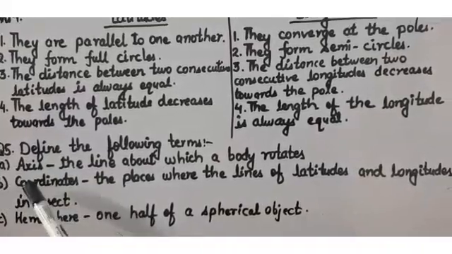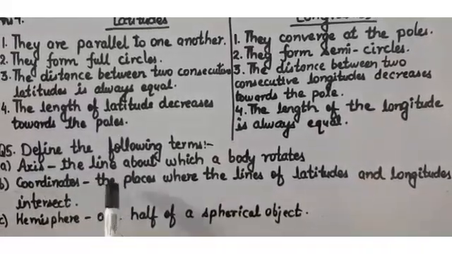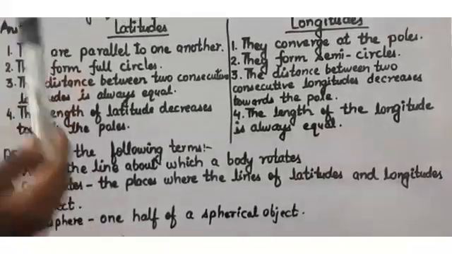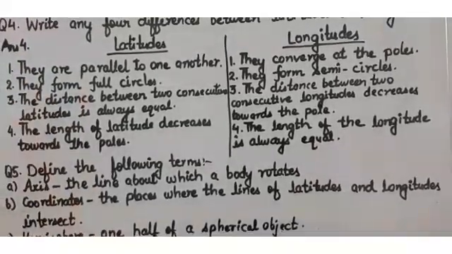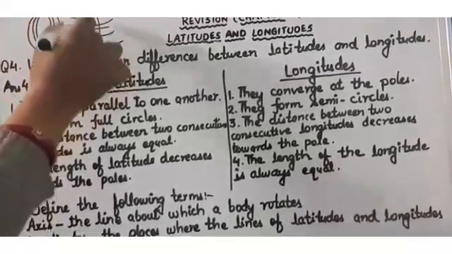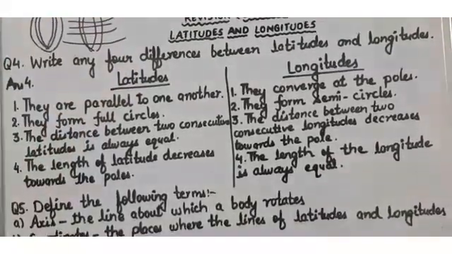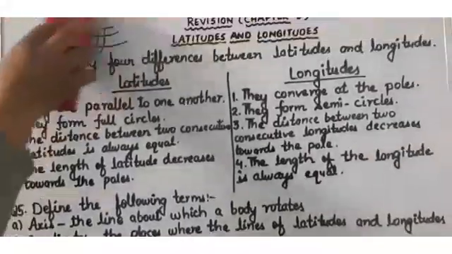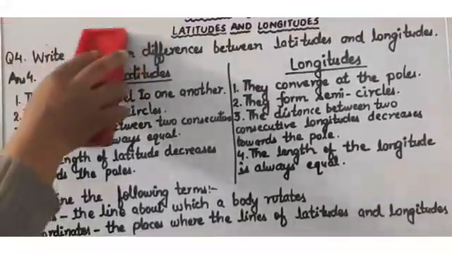Second is coordinates. Coordinates means the place where the lines of latitudes and longitudes intersect. At which place the lines of latitudes and lines of longitudes intersect, it is called coordinates.